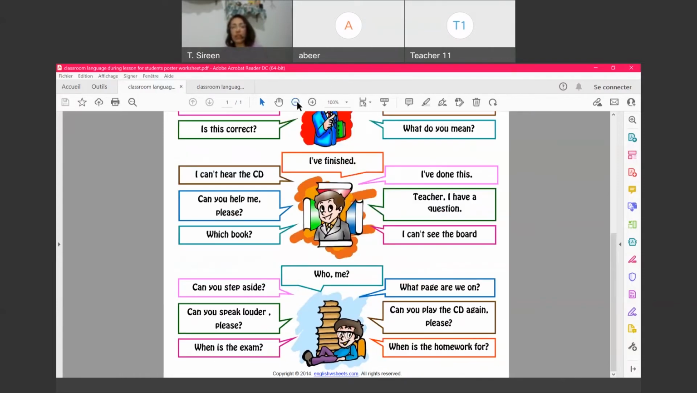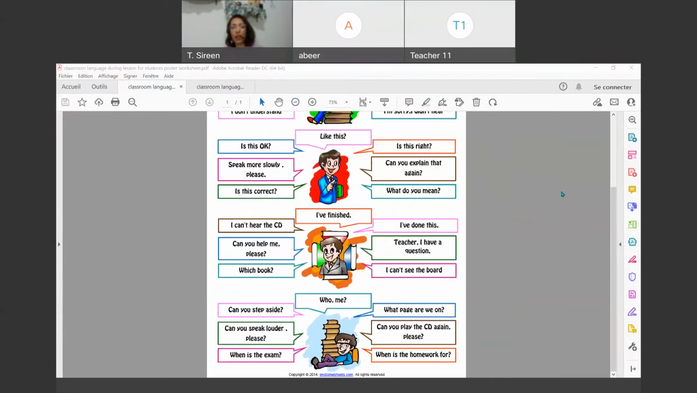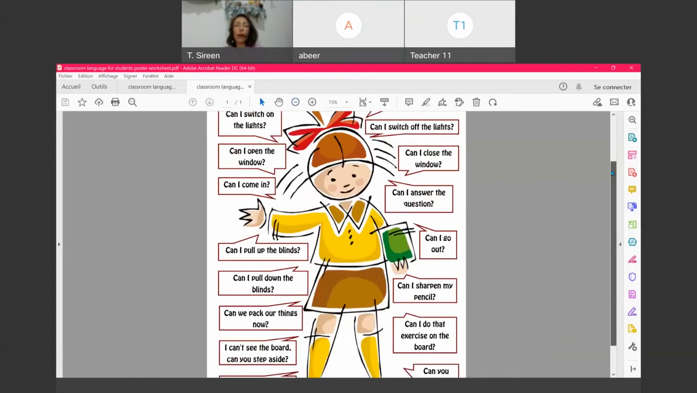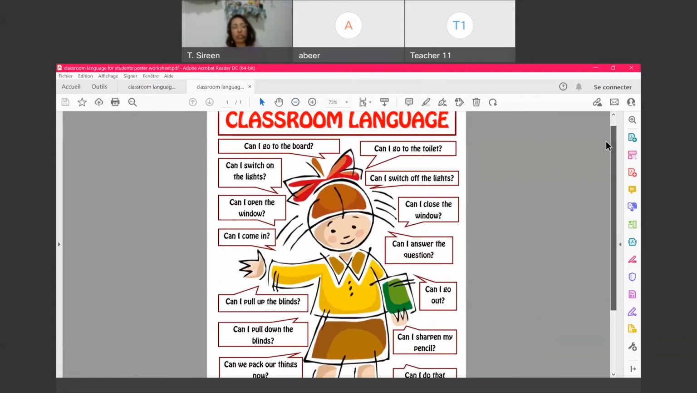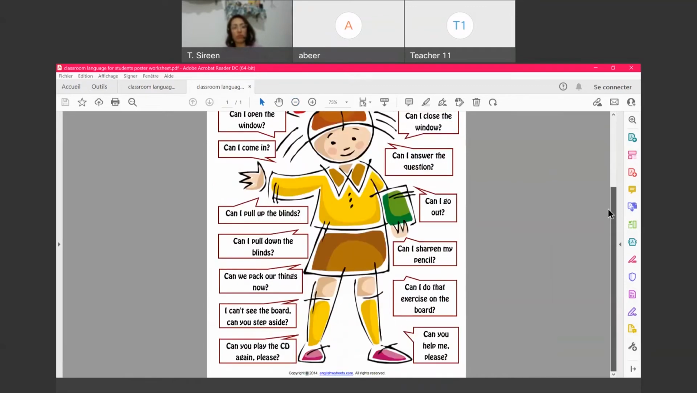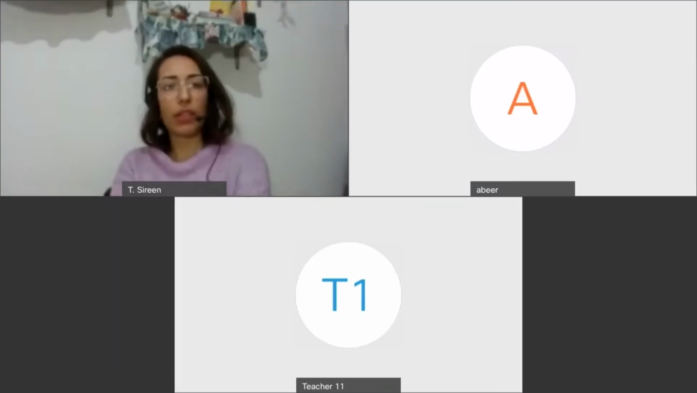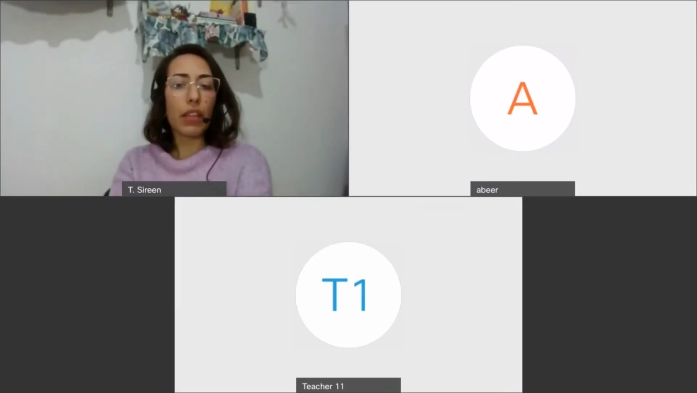Do you like these? How do you find them? Are they easy or difficult for your students? Easy, maybe for some students, not all of them. It depends on the level. But yes, I think these are easy, maybe difficult for some students.